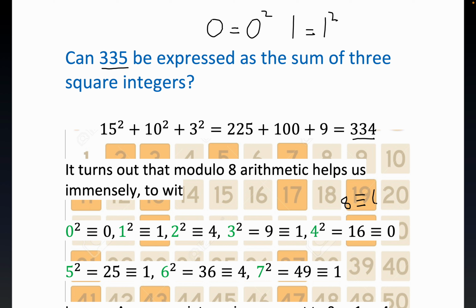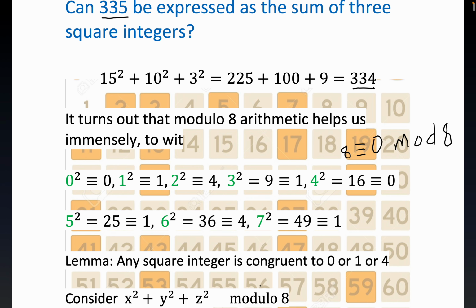Sometimes you'll see it written this way, mod 8. They'll abbreviate modulus. Anyway, all these computations are fairly easy. 49 minus 1 is 48, which is a multiple of 8. 36, when you divide it by 8, leaves a remainder of 4. That's why modular arithmetic is sometimes called remainder arithmetic.